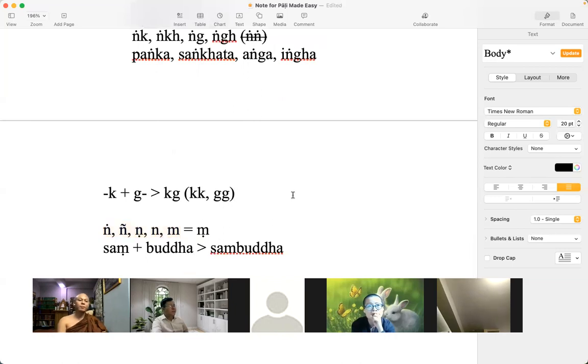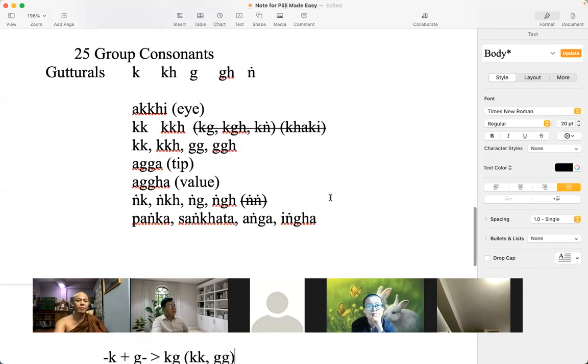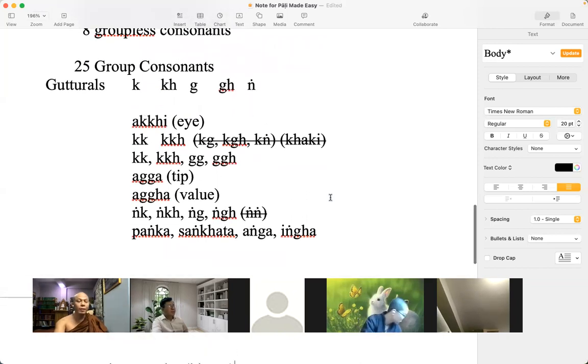Understood. But nga, nya, na, ma, they are not nasal, no? Maybe we call them nasal as well, but they are the ending consonant of each group. Very related to the nasal, maybe semi-nasal, can we say, roughly? Okay, got it.